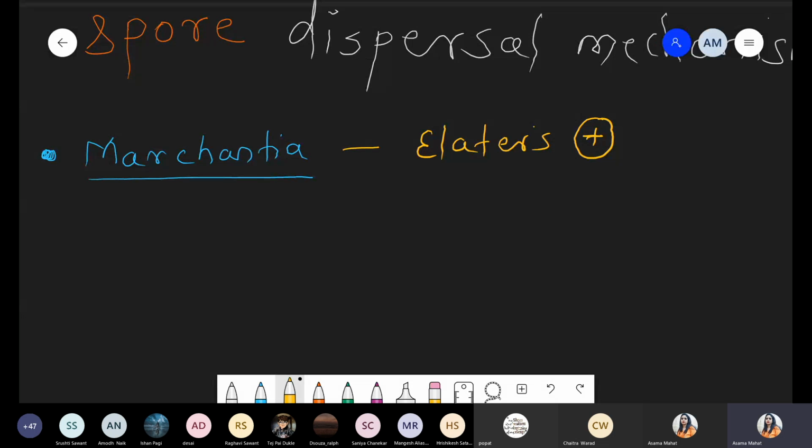These elaters are associated with the capsule. We discussed the foot, seta and the capsule. Inside the capsule, there is a presence of the spore mother cell, simply called SMC, spore mother cell. Remember this point permanently: SMC means spore mother cell.